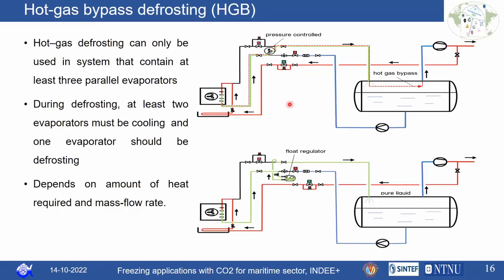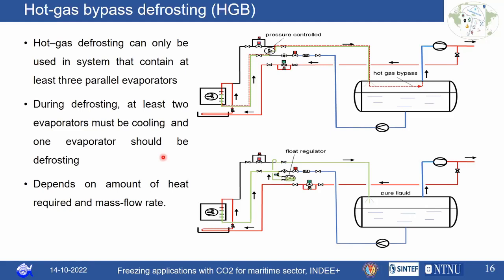Yeah, so we'll adopt a hot gas bypass defrosting method. Here you can see the image of a hot gas bypass defrosting method that is normally adopted in freezers. This hot gas bypassing system can only be used in a system that is having multiple evaporators. At least we should have 3 evaporators. During this hot gas defrosting, at least 2 evaporators must do their cooling work, and 1 evaporator can go for defrosting.